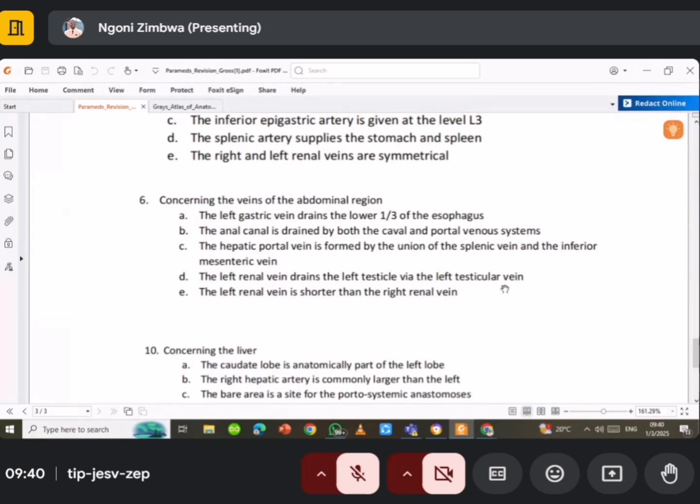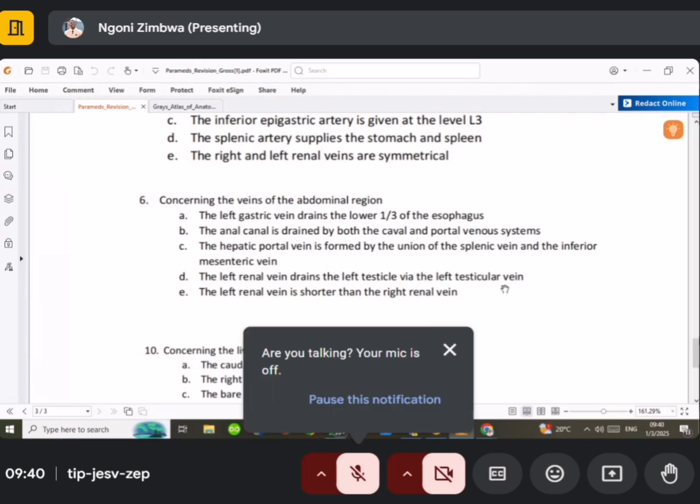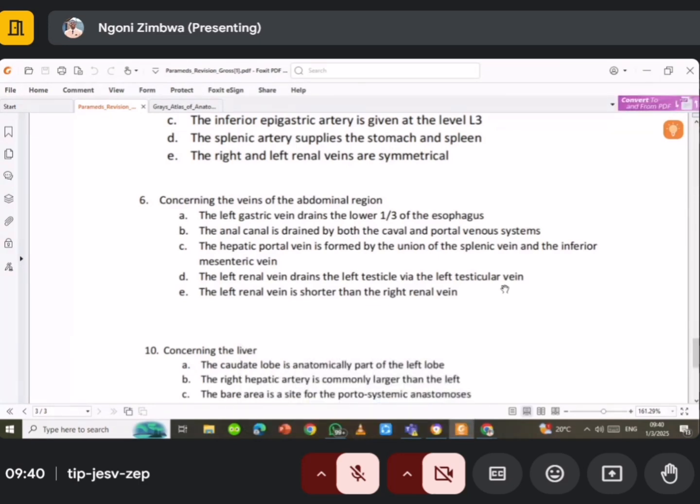B, the anal canal is drained by both the caval and the portal venous systems. What do you think? Right, that is actually true. So I'm just going to summarize areas with portal caval systemic anastomosis. You have to write them down.